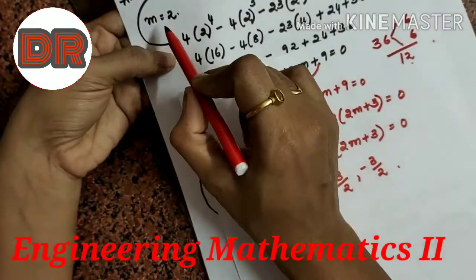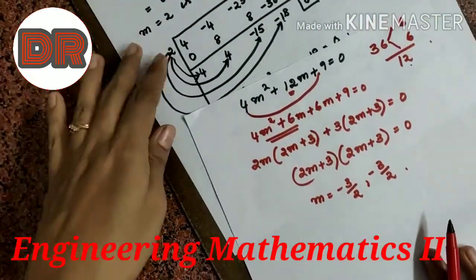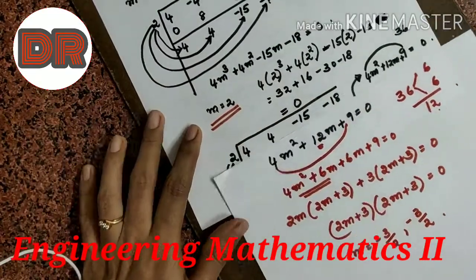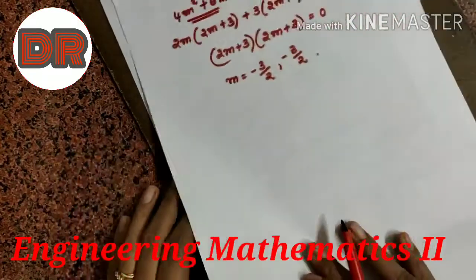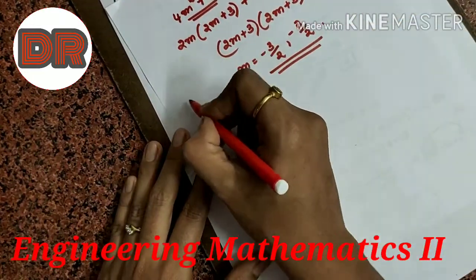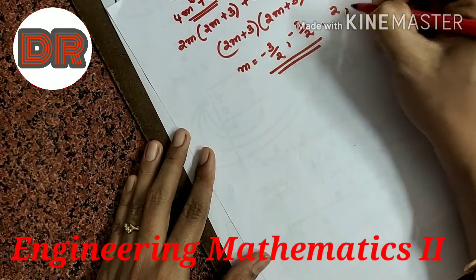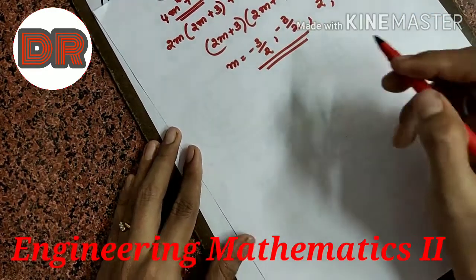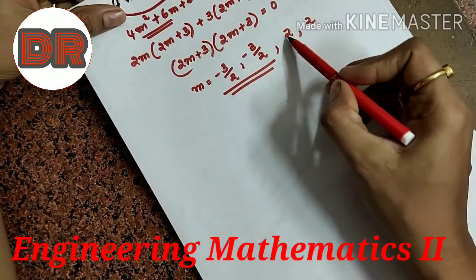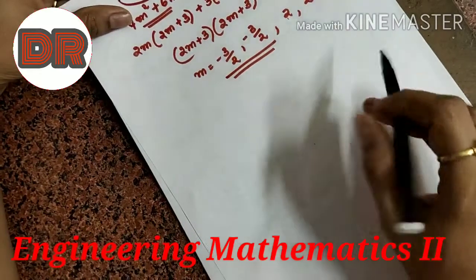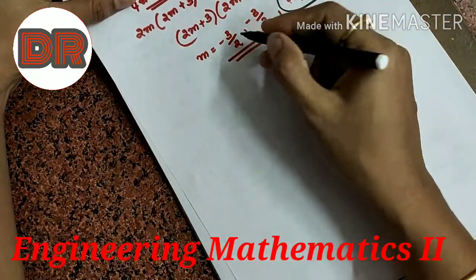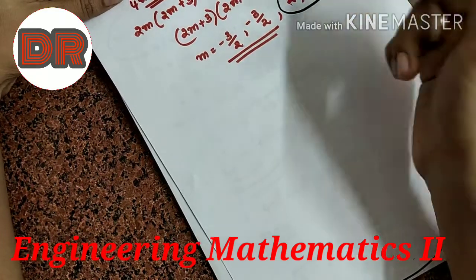One is here, m is equal to 2. Then once more we got m is equal to 2 after the first synthetic division. And again we have two roots which are minus 3 by 2 and minus 3 by 2. So we have 2, 2, minus 3 by 2, minus 3 by 2. So for writing the solution, if you see here, there are repeated roots and also distinct roots. These are same, these are same.